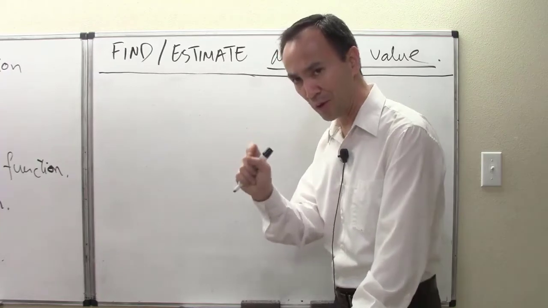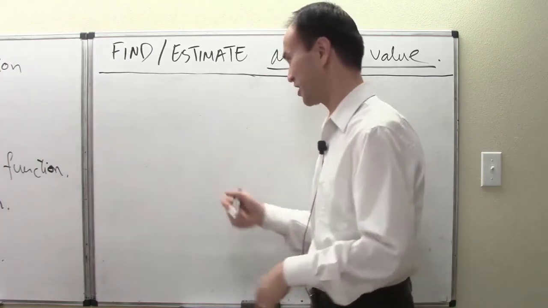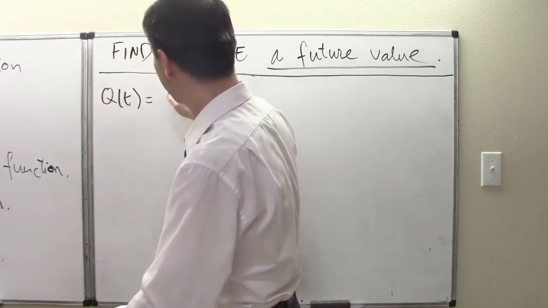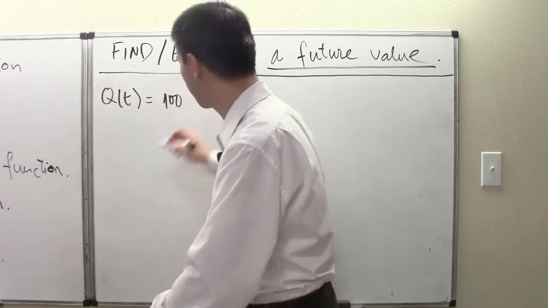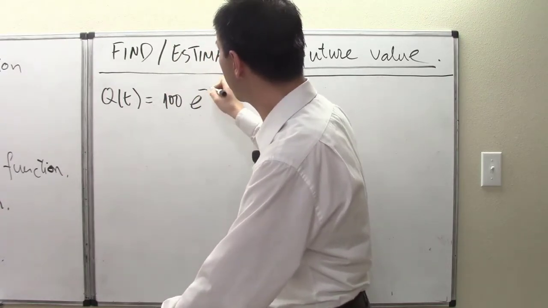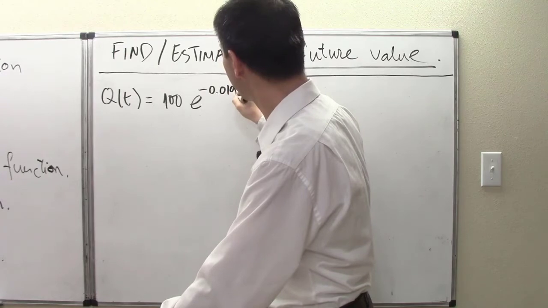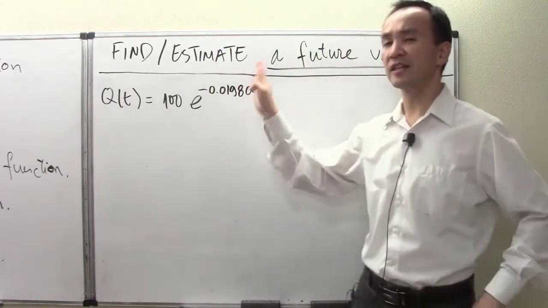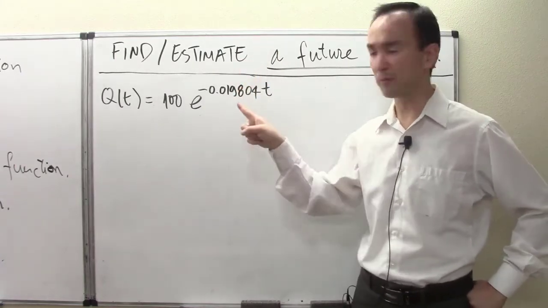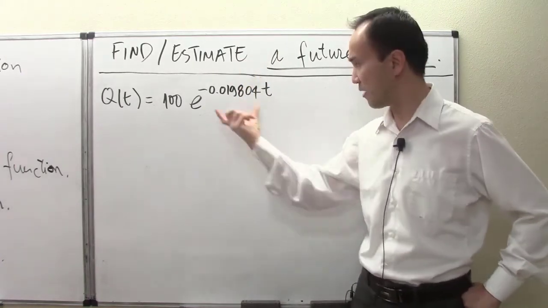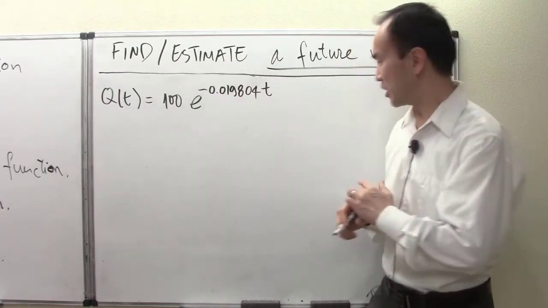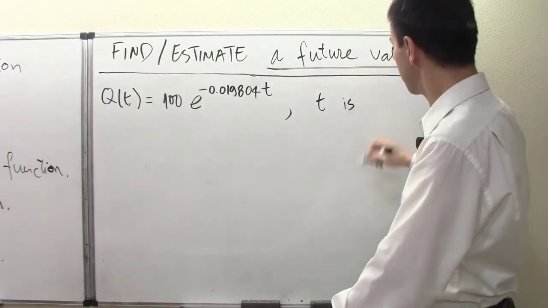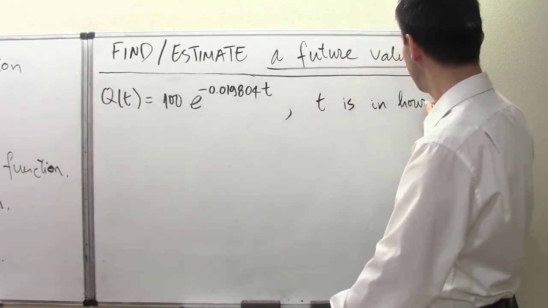All right, so now we are ready to complete our modeling function here. That is Q of t equals 100 times e to the negative 0.019804 t. And as I said earlier, I was using 6 decimal places in this problem for my continuous decay rate right here. So that was the continuous decay rate that we have found. And for this problem, I emphasize again, the time variable here is measured in hours. Okay, t is measured in hours.